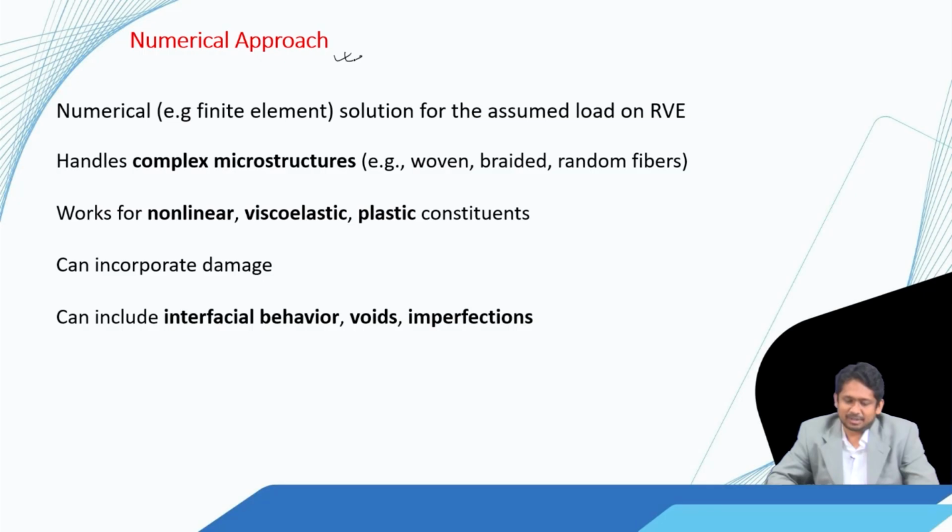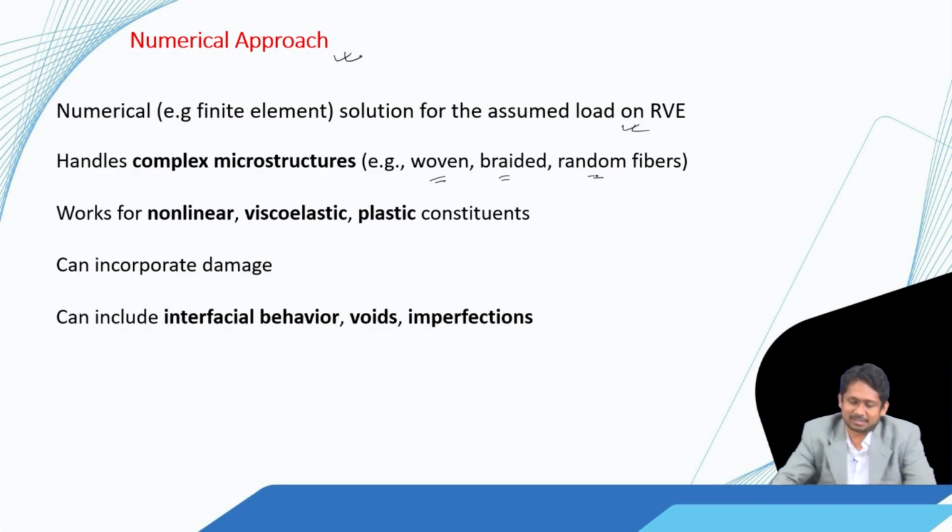So, that is why we could not relax many of the assumptions. But nowadays the computational power is increasing rapidly, so we can afford to do numerical solutions, and with them the benefit is that we can relax many of the assumptions. When we do numerical solutions instead of these approximate analytical solutions, we can handle more complex microstructures like woven, braided, random fibers and so on.